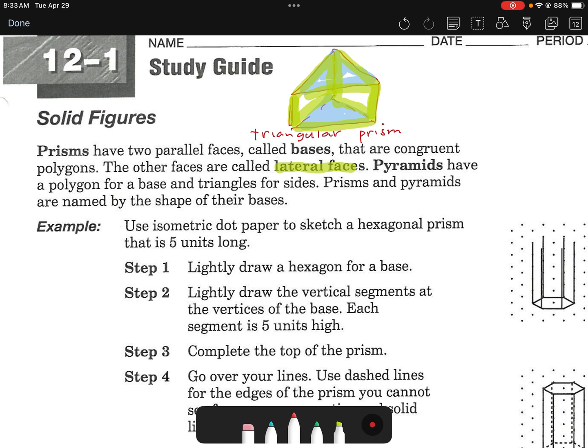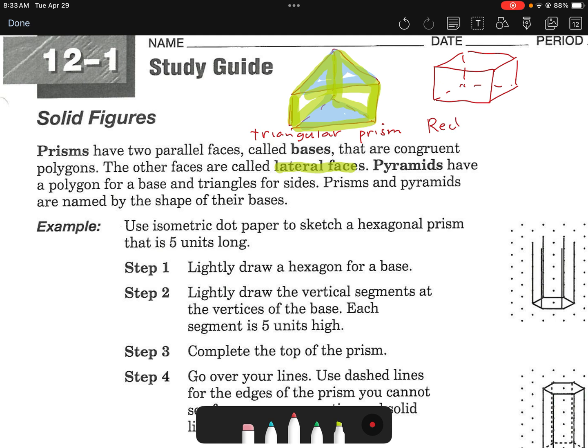Now, we can draw a lot of prisms. For example, that was a triangular prism. Try your best to draw these. Keep in mind, I am a professional. You guys are not. It takes a lot of practice.